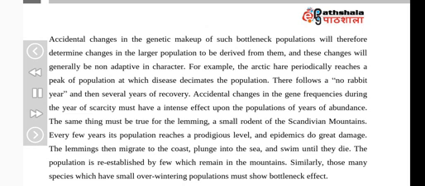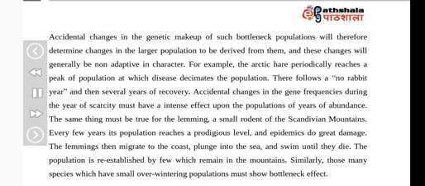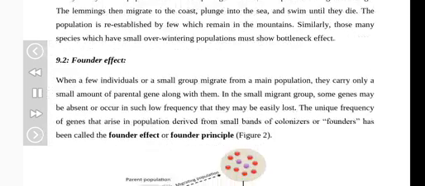Every few years its population reaches a prodigious level, and epidemics do great damage. The lemmings then migrate to the coast, plunge into the sea, and swim until they die. The population is re-established by the few which remain in the mountains. Similarly, those many species which have small overwintering populations must show the bottleneck effect.